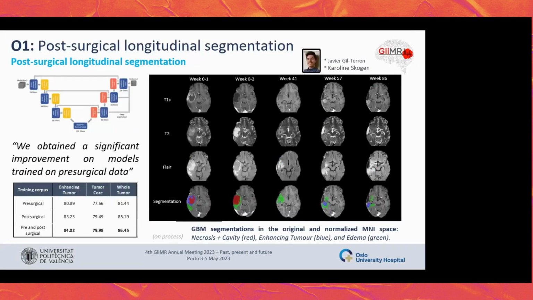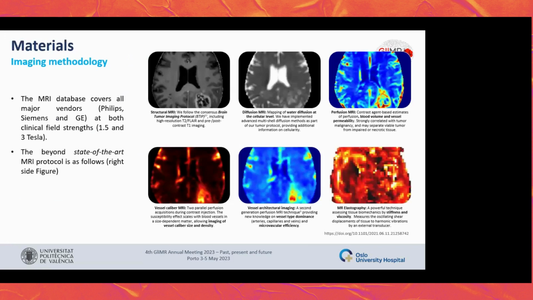So, okay, for the materials, we take advantage of the beyond state-of-the-art protocol that is implemented at the Oslo University Hospital, which includes not just structural imaging, diffusion imaging and perfusion, but also more advanced techniques such as vessel caliber MRI, vessel architectural imaging, and elastography.